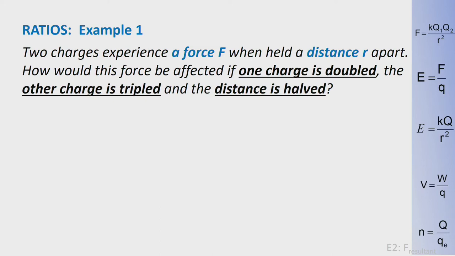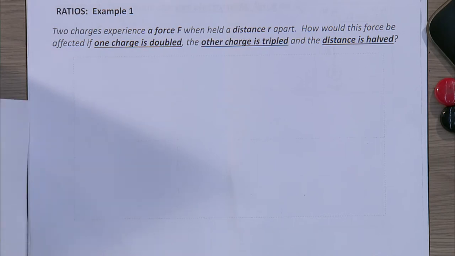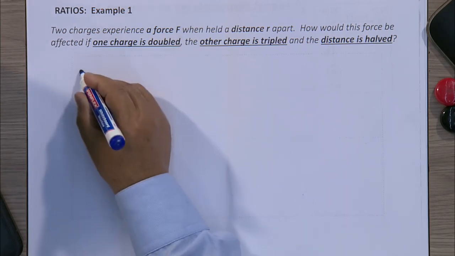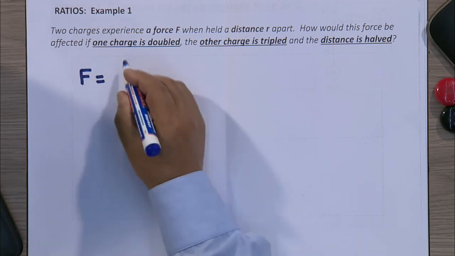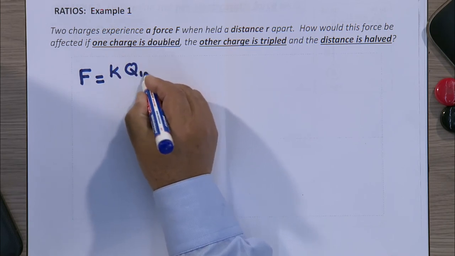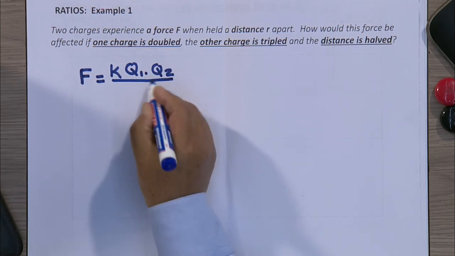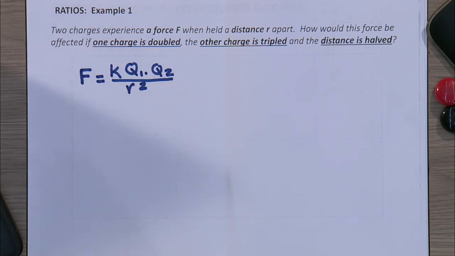So let's start by trying to do this for you on the whiteboard. Let's do it here on the whiteboard together, and let's see how we do that precisely. So number one, we are saying that the force is F, and that force is equal to, remember the normal format, K Q1 times Q2, over the square of the distance.